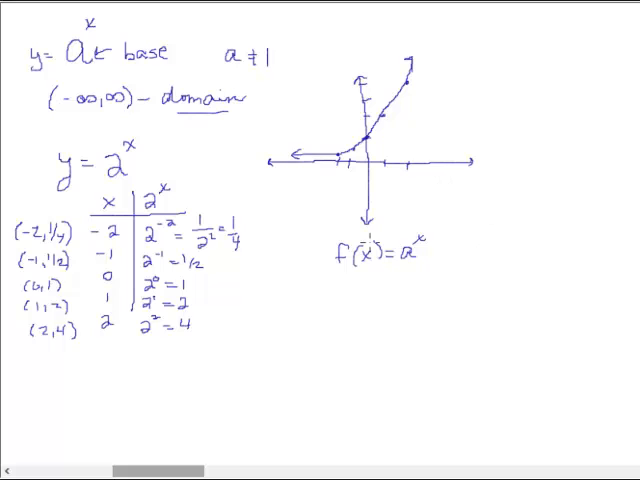First of all, the function is an increasing function. It's always rising from left to right when a is bigger than 1. So for numbers like 2 to the x, 3 to the x, 4 to the x, it'll always be an increasing function.